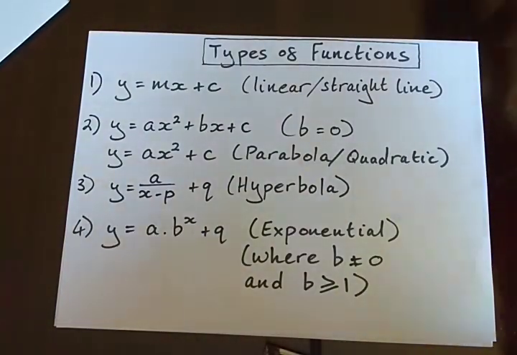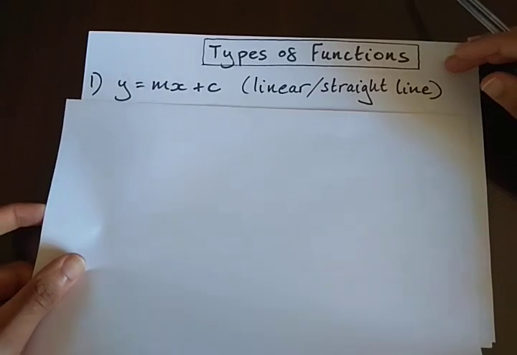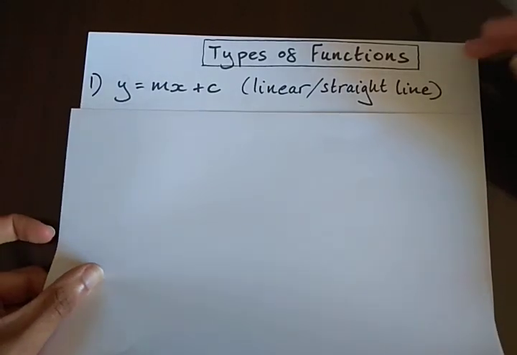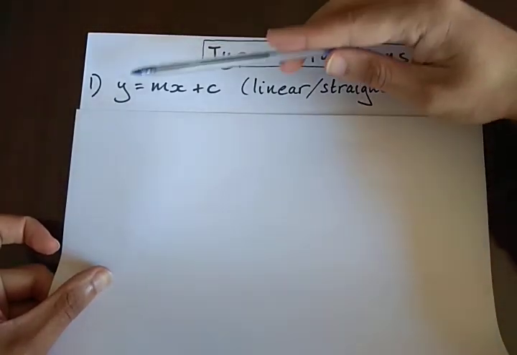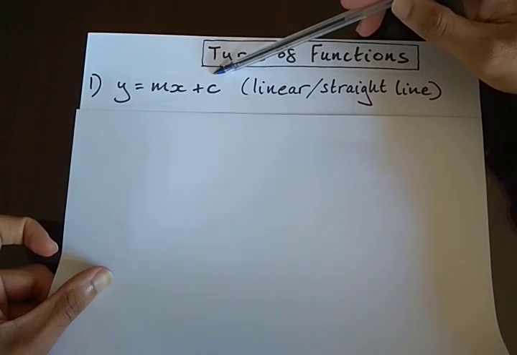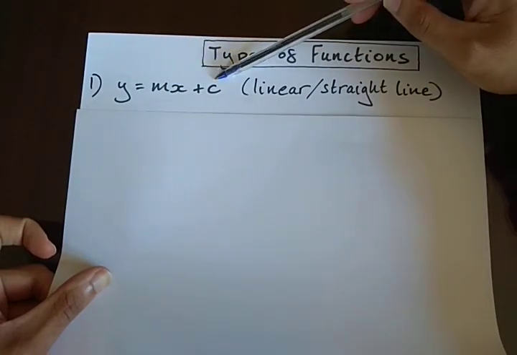Now, throughout your high school life, there are going to be four main functions that you are going to be most concerned with. The first one, which you should be familiar with, is known as the straight line function. It always appears in the form y equals mx plus c, where m represents the gradient of the line and c represents the y-intercept.